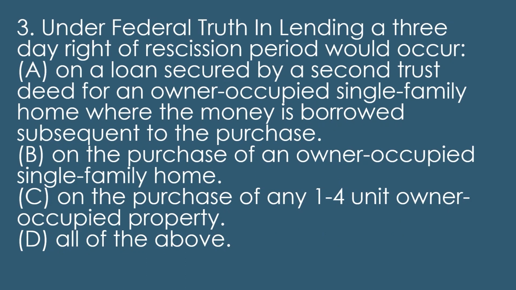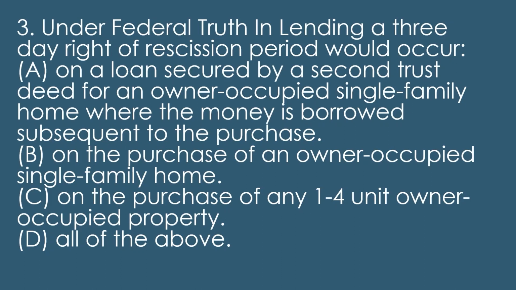3. Under federal truth in lending, a 3-day right of rescission period would occur A, on a loan secured by a second trust deed for an owner-occupied single-family home where the money is borrowed subsequent to the purchase. B, on the purchase of an owner-occupied single-family home. C, on the purchase of any 1 to 4 unit owner-occupied property. D, all of the above.